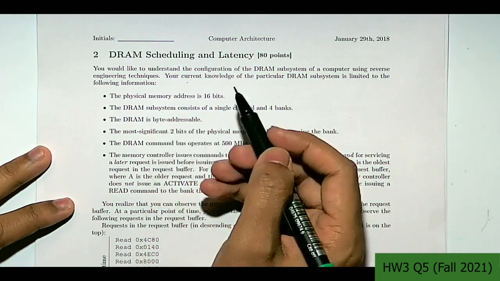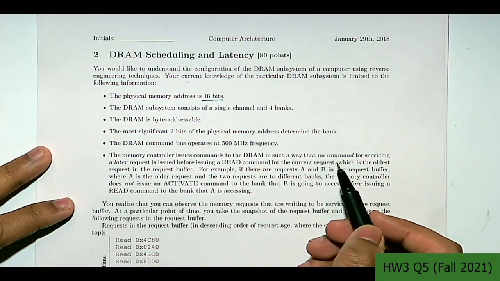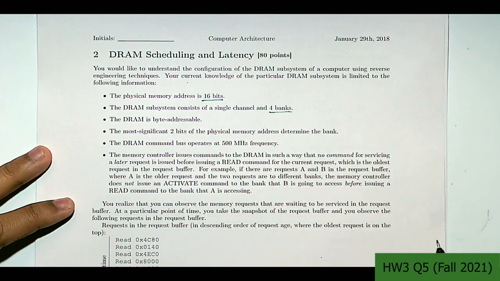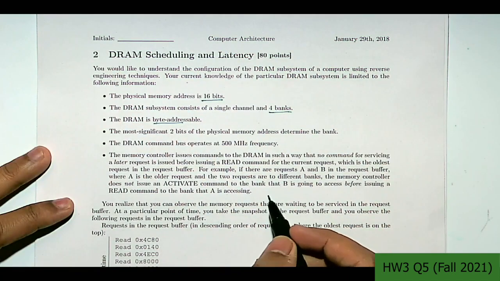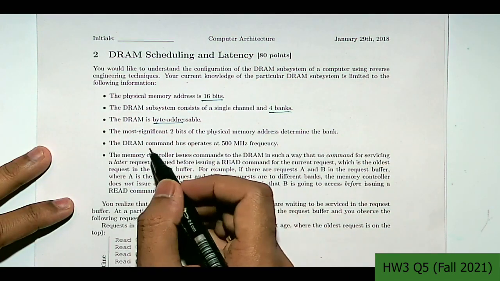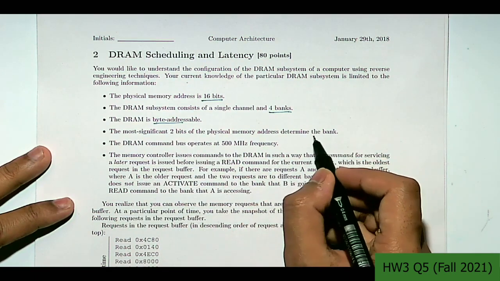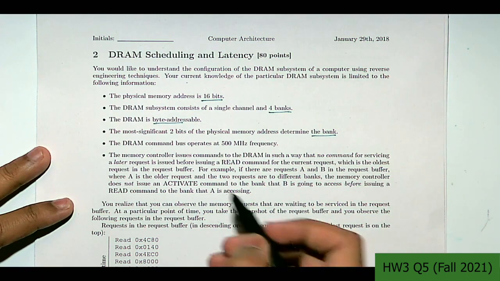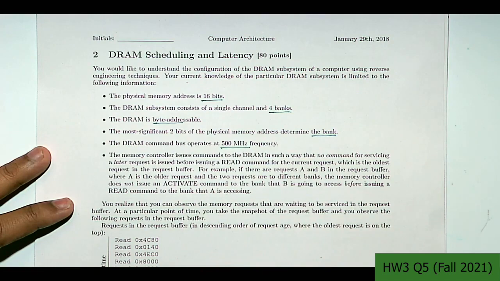Basically, the physical address is 16 bits. And the DRAM subsystem consists of a single channel and a 4-bank system. And the DRAM is byte addressable. It's clearly mentioned here. And the most significant 2 bits of the physical address determine the bank. So you know how to decode the physical address to get the bank number. And the DRAM command bus operates at 500 megahertz frequency.